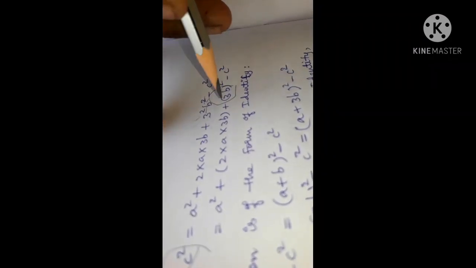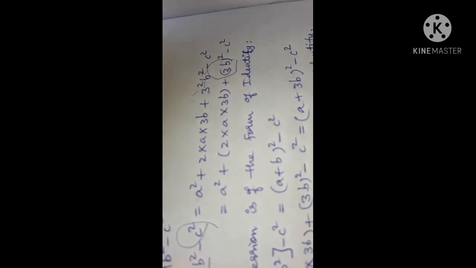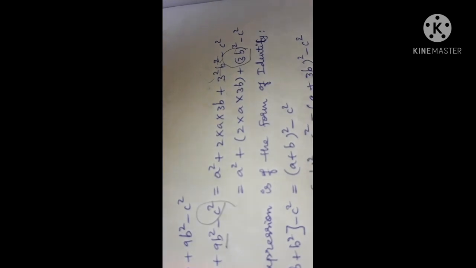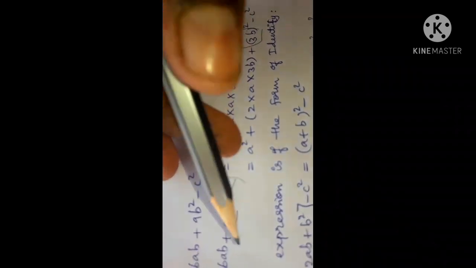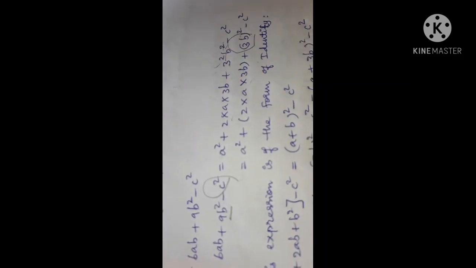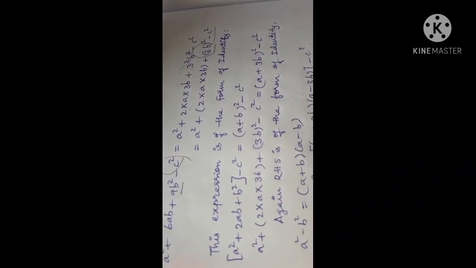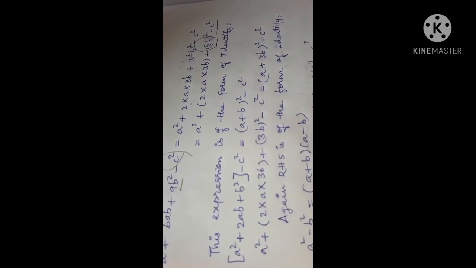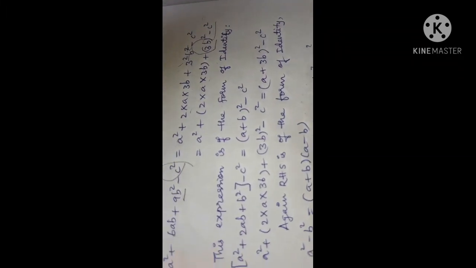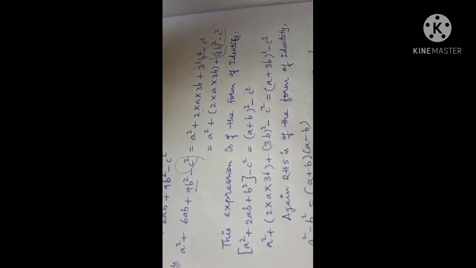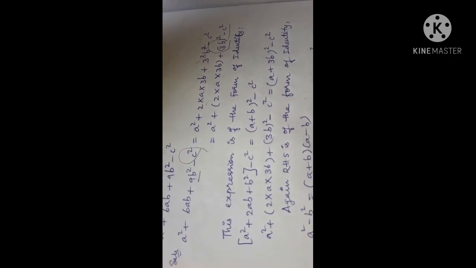So 3b should be, when you expand the middle term, you should get 3b, right? And the first term is a. So when you separate the 6ab, you will get 2 into a into 3b, right? Next, minus c square will be as it is. This expression is a form of identity a square plus 2ab plus b square minus c square. I have just added minus c square on both sides. When you add the same thing on both sides, it is right. Only one side you should not do it. You should do it on both sides. It will be correct only.